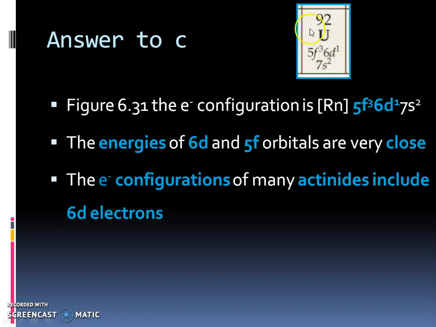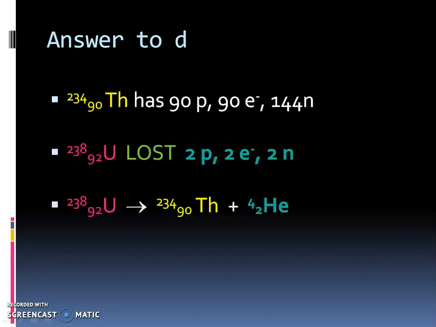Letter C, again, is dealing with how it compares to the electron configuration from this figure in the book. So hopefully that makes sense. Letter D, again, that above and beyond. So we're going from uranium to thallium. So what do we have and what do we need to lose in order to get there? And so that's this equation.